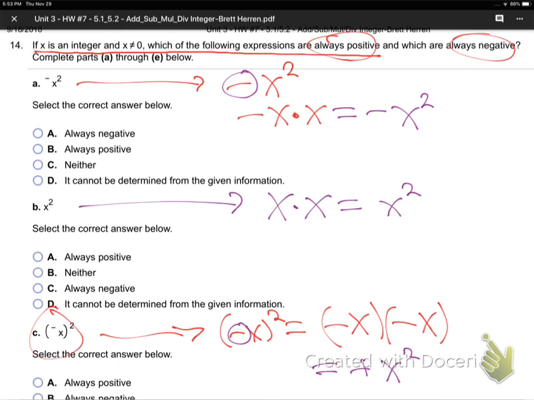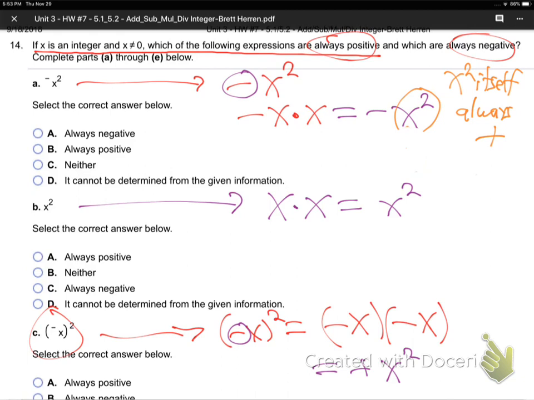Okay, so what does that mean then about positive and negative? Well, x squared itself is always positive, isn't it? Because any number you put in there, even if you put in a negative 3 squared, it'll be positive 9, won't it? Any number squared, negative or positive, will be positive. So the x squared itself, just the x squared, is always positive.